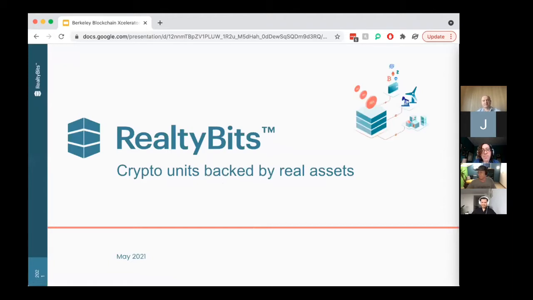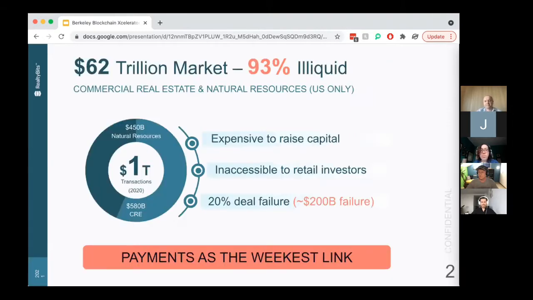Hi, guys. We are RealtyBits. We turn real world assets into crypto units. And we do that because we want to enable people to have ownership in real estate, energy assets, any type of hard assets, real world assets, through ownership of the cryptographic units that have been issued by the sponsors of these assets, such as private equity managers or other owners of real property. We use the Stellar blockchain for that because we've discovered that that's actually the most efficient protocol for us to use to attack this specific industry.